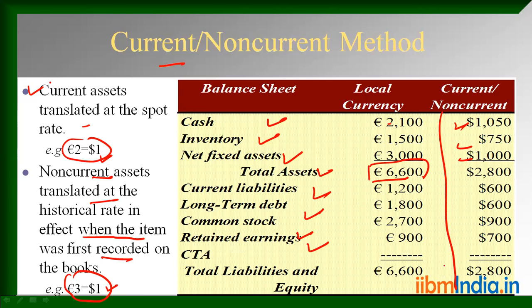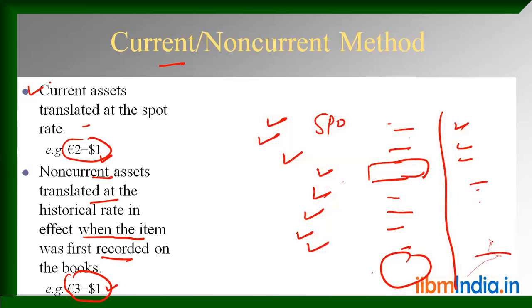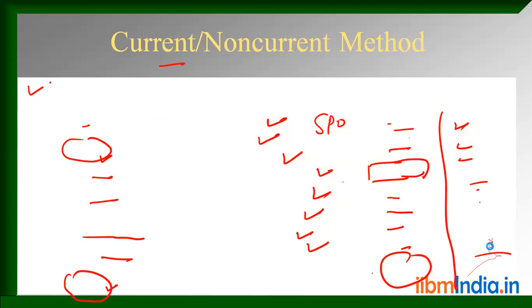Okay, so local currency, that is called spot price. On the spot price, 2100, 1500, 3000, that will become 6600. Again 1200, 1800, 3000, 2700, 5700, and 900, 6600. Total asset and total liabilities are equal. If you talk about the current and non-current asset, 1050, 750, 2800, and so on, totaling 7200.